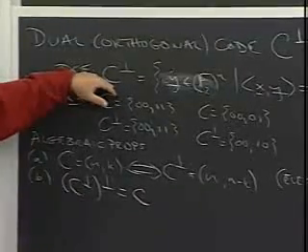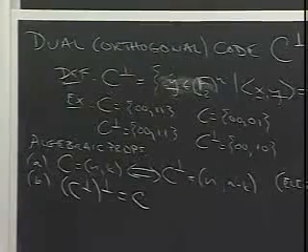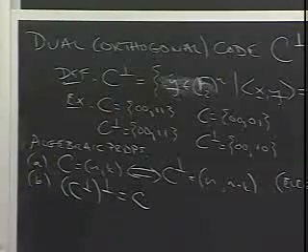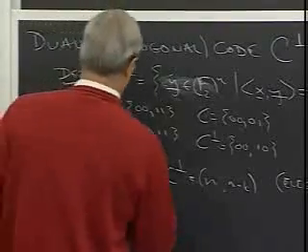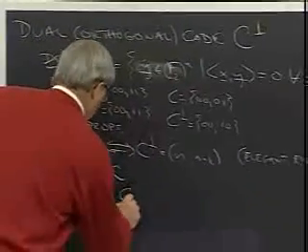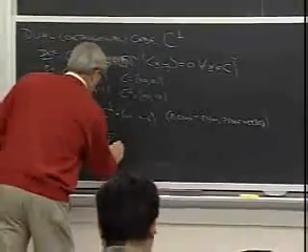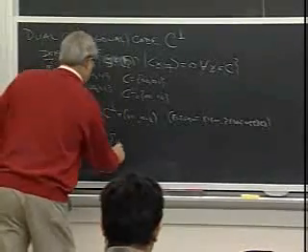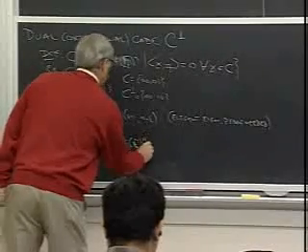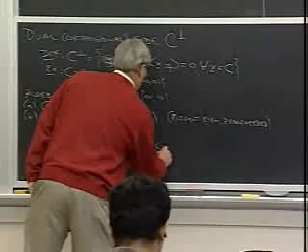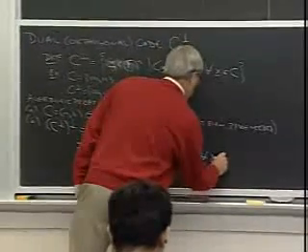Okay? So this actually means that I can specify C. If I know C dual, I know C. All right? Give me C dual. The set of all code words orthogonal to it tells me what C is. So this implies that I can write C in the following form. C is the set of all, just emulating this, y in F2 to the n, such that x, y equals 0 for all x in C dual.